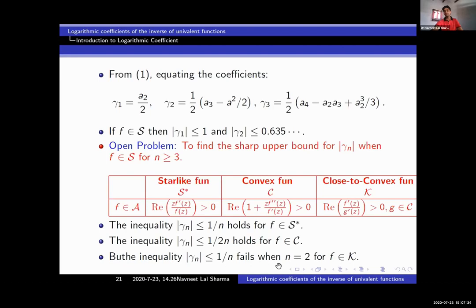No. It fails when we take n equal to 2, and this was proved by Girela in 2001. But I'm not going into that part. My aim is to discuss the logarithmic inverse coefficient problem. So these are some basic notions of what the logarithmic coefficients are and some important results.